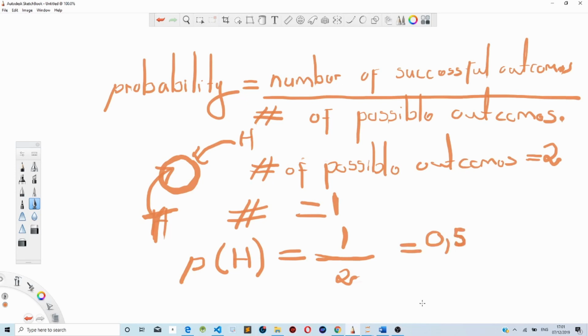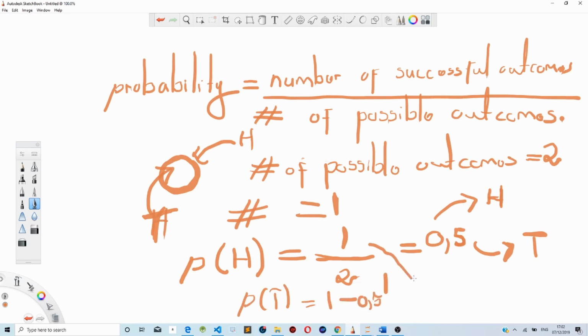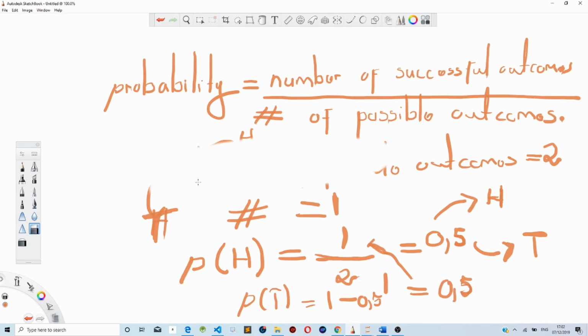So that means that there is a 50% chance that we'll get a head. If we toss a coin, there's a 50% chance that we'll get a head, and another 50% chance that we can get a tail, since probability adds up to 1. If you want to calculate the probability for a tail, we subtract 1 minus 0.5, which is the probability of us getting a head, then we get the probability of us getting a tail, which is 0.5. So that's the formula for probability. I hope you understood what probability is.